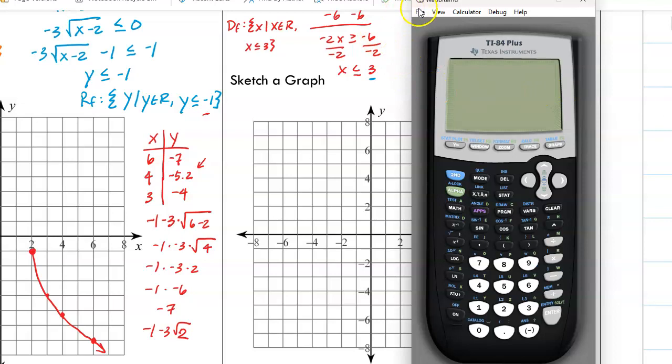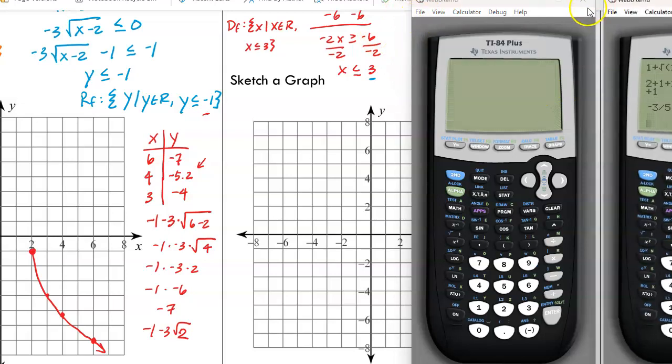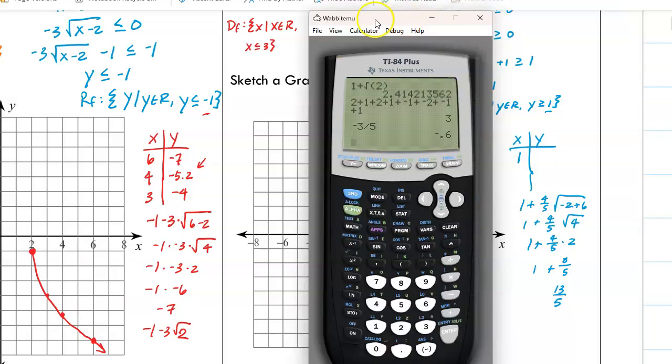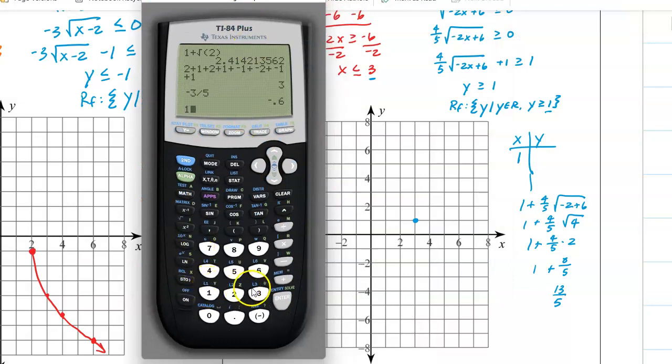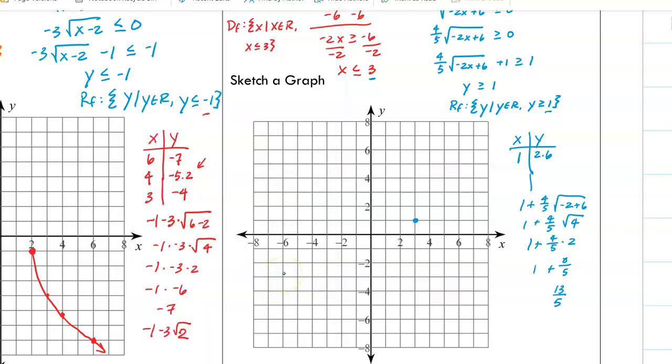Because once again, Ms. Alstrom is very bad with arithmetic. So 13 divided by 5, 2.6. Okay, so 1 and 2.6, which is going to be around there. I can put in, let's see, let's go ahead and put in 4. I'll put in 4. No, that's going to be undefined because that's going to be less than. So let's go ahead and put a 0.